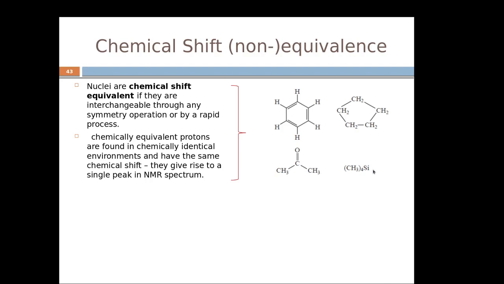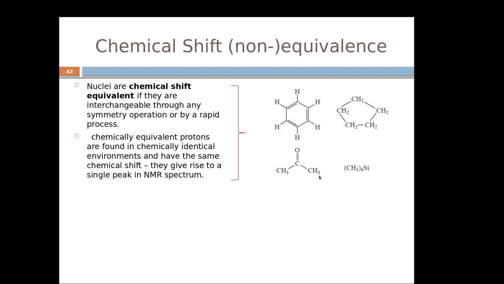Similarly, if you take tetramethylsilane, you can see that it has a tetrahedral geometry, and if you reflect in a sigma d plane, you can interchange each of these methyl protons. So all the protons in these four molecules are interchangeable by applying some sort of symmetry operation on the molecule. You can say that the protons in benzene are in a similar electronic environment, the protons in cyclopentane are in a similar electronic environment, and the protons in this molecule and in this molecule are also in a similar chemical environment.